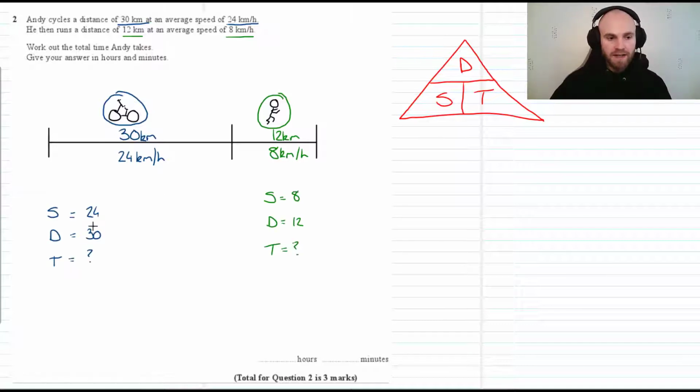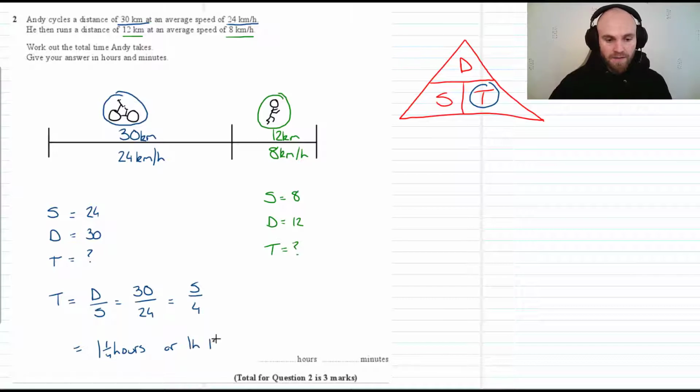Okay, so we know that when he's cycling, we know the speed, we know the distance, we don't know the time. So we're going to use this now. If we're looking for the time, it's going to be distance over speed. So t equals distance over speed. The distance is 30. Speed is 24. This can be broken down to 5 over 4 if we divide top and bottom by 6. So this is going to be the same as 1 1/4 hours, or 1 hour 15 minutes.